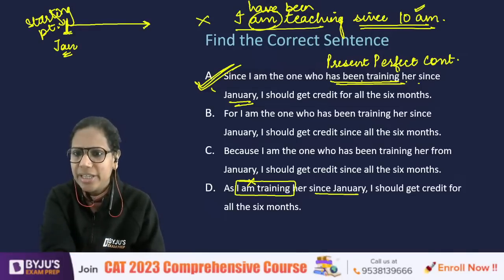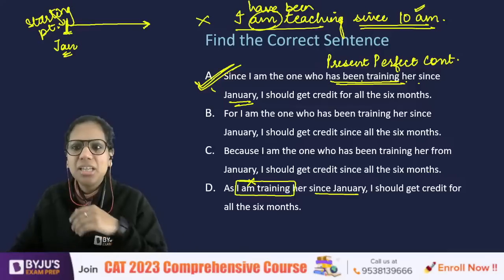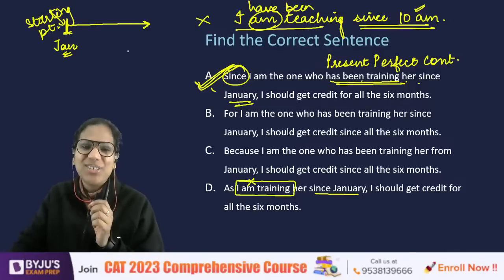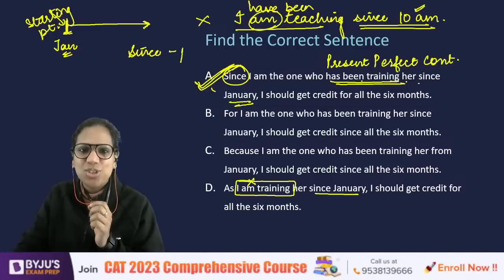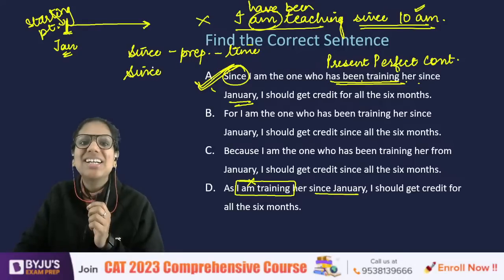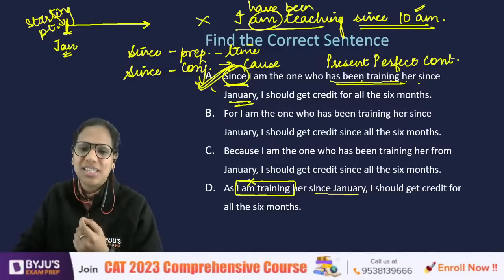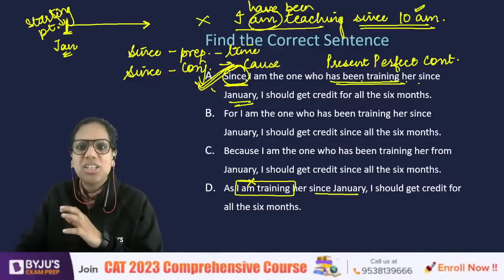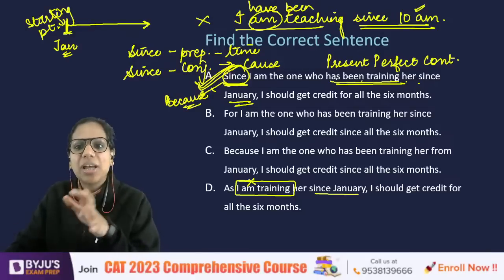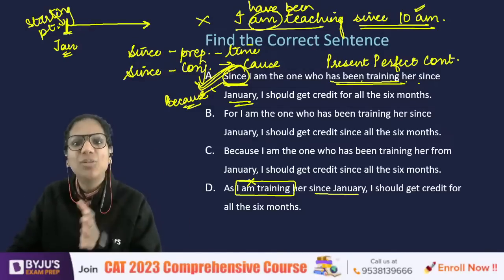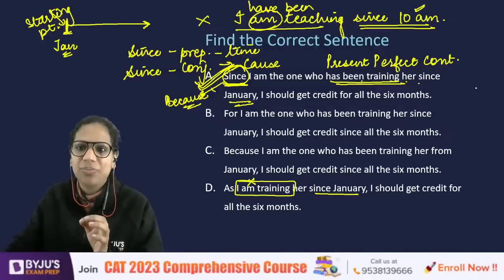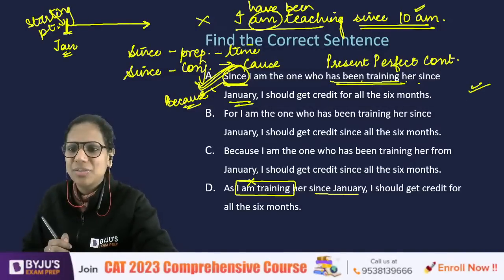Since is redundant in A. Why is since redundant in A? Since can be used as a preposition to mean time. It can also be used as a conjunction to indicate the cause of something. So here I am using it as a conjunction to indicate the cause. This since means because. Because I am the one who has been teaching her since January. That's the meaning of this particular clause. Does this make sense?